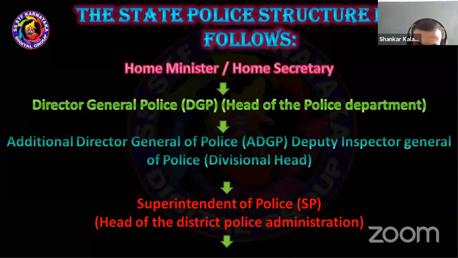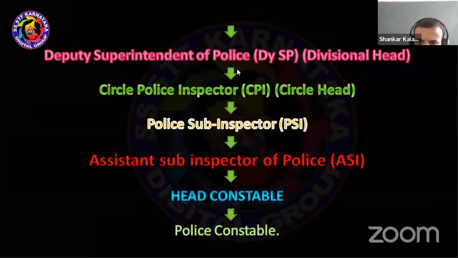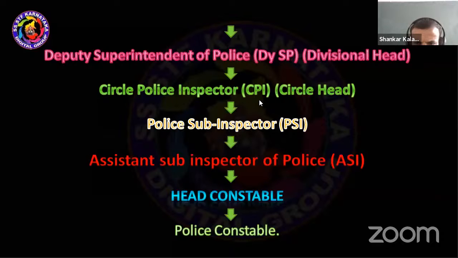In each and every district, there will be an SP, called Superintendent of Police. He is the head of the district police administration. Even the SP has additional officers to carry on all the activities. DYSP, Deputy Superintendent of Police, is a divisional head under the SP. And under the DYSP, there will be CPI. CPI means Circle Police Inspector.